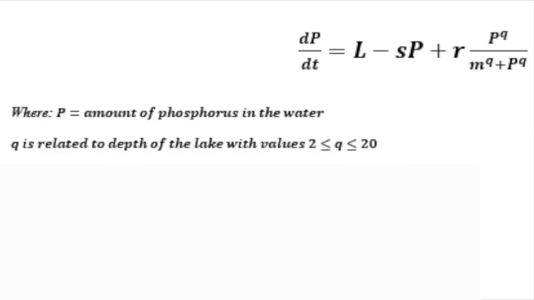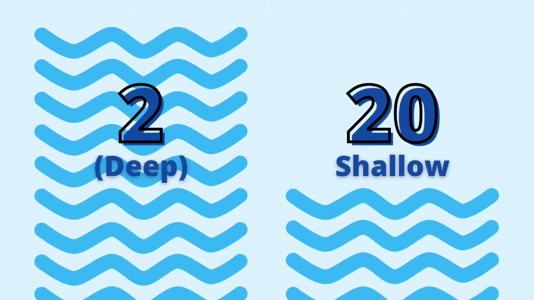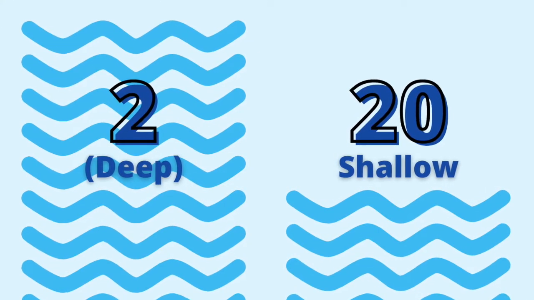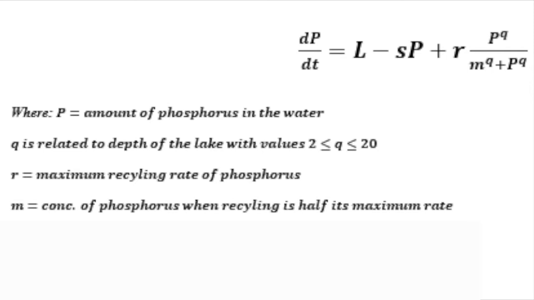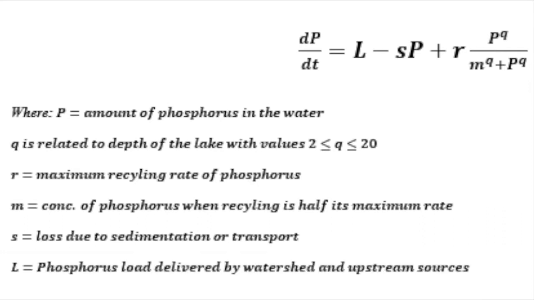Q is related to the depth of the lake, with values between 2 and 20, with 2 being a very deep lake and 20 being a very shallow lake. R is the maximum recycling rate of phosphorus. M is the concentration of phosphorus when recycling is half its maximum rate. S is the loss due to sedimentation or transport. L is the phosphorus load delivered by watershed and upstream sources.